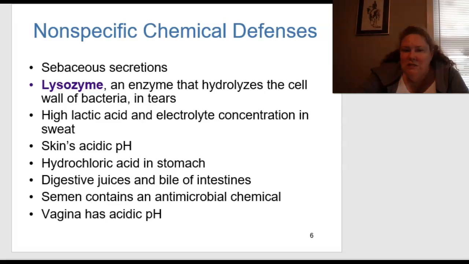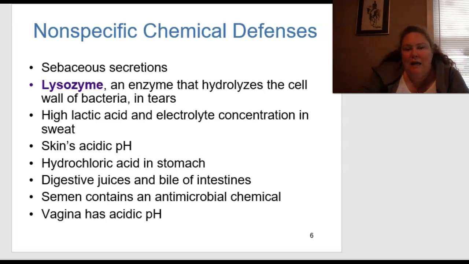So to lyse means to break apart, okay? And so that makes sense that this would be hydrolyzing. If you look towards those root words that I've always stressed, hydro is using water, to lyse is to break apart. So lysozyme is going to be in your tears, which have a water content to help break apart any of those bacteria to stop them from getting in and causing an infection.